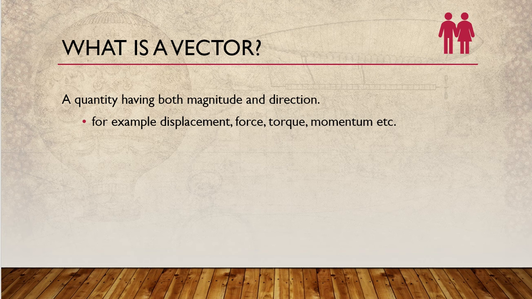What is a vector? Already we have discussed, a vector is a physical quantity which can be measured and expressed, a quantity having both magnitude and direction. Hence, a vector possesses both magnitude as well as direction. Examples of vector quantities are displacement, force, torque, momentum, etc.